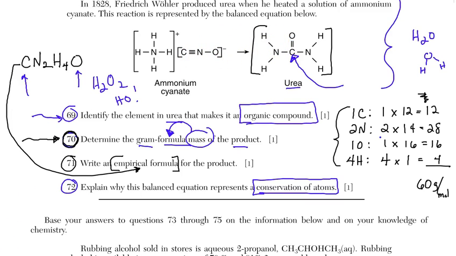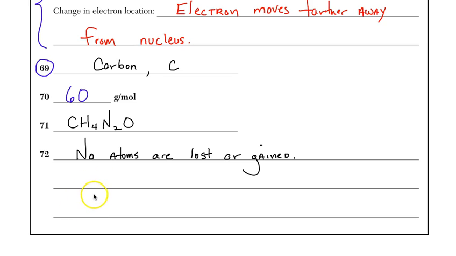Number 72. Let's go to the answer booklet. And it's just as simple as this. No atoms are lost or gained. Again, you could say, if you want to be more wordy, there are the same number of atoms of each element on both sides of the equation. But again, no atoms are lost or gained. That's basically the conservation of mass. So there were 4 questions here that really were things you needed to know already, that the blurb really didn't give you much on. So don't let the blurb of information get you down.